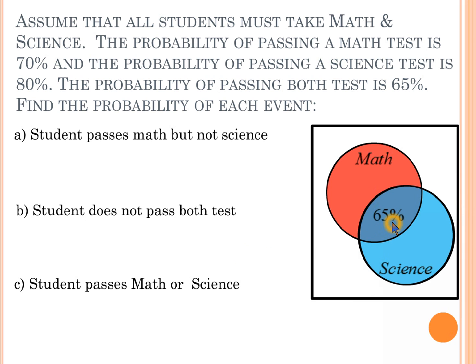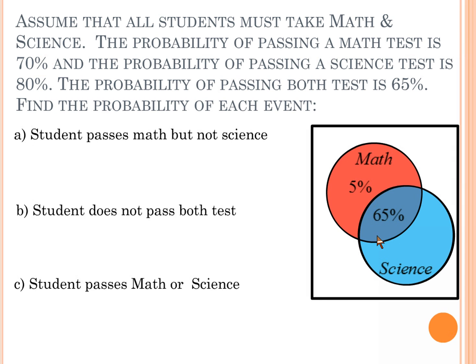Now, once you know that this is 65%, you need to calculate the probability of passing math only and the probability of passing science only. Now, we know 70% of the students pass math. So given the 70% and the 65%, how can we find the probability of passing math only? Well, that's going to be the 70% minus the 65, and that's going to give you a total of 5%. And you'll notice that 5% plus 65% represents 70%, which matches the question. The probability of passing math is 70%.